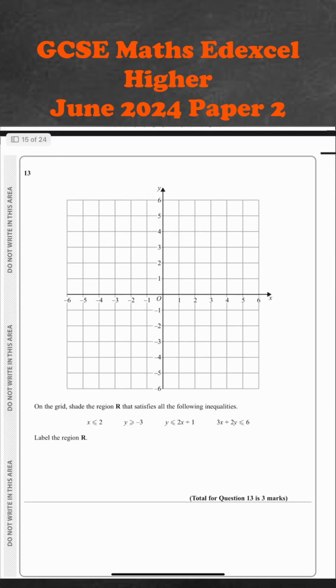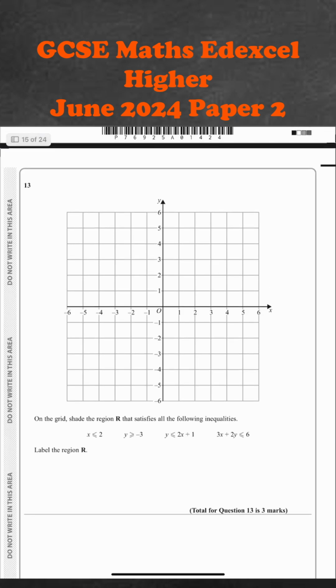Question 13. On the grid, shade the region R that satisfies all the following inequalities. So, x is less than or equal to 2. So I will draw the line. I don't have a ruler here. You would use a ruler for your exam. Absolutely. I'm just on an iPad, so I can't use a ruler.